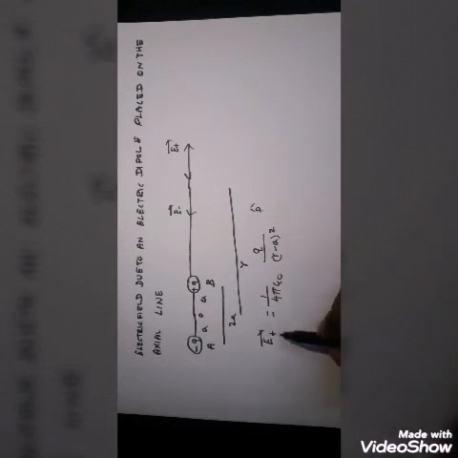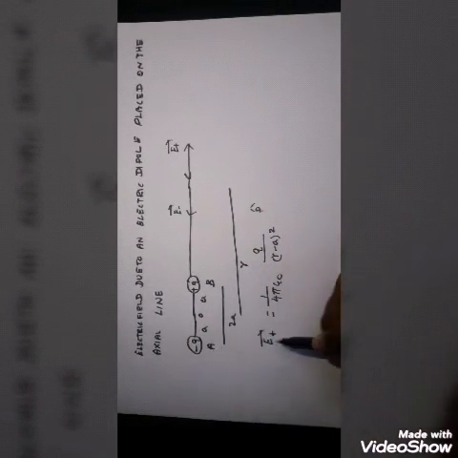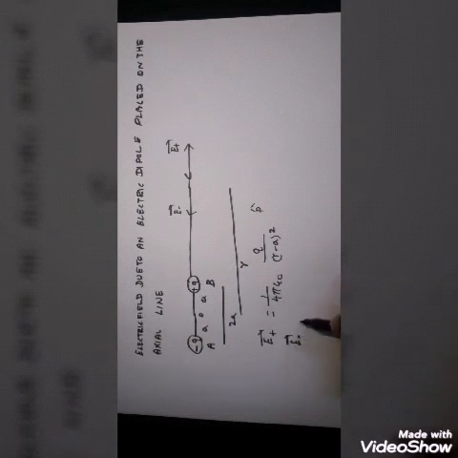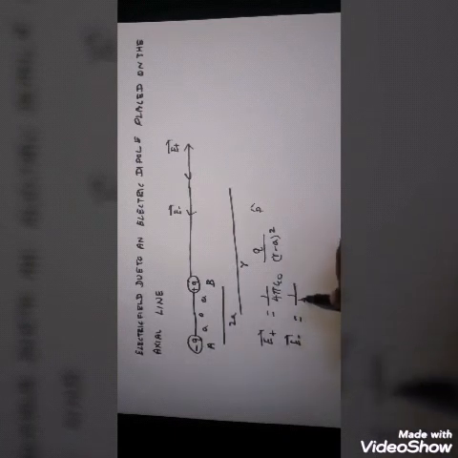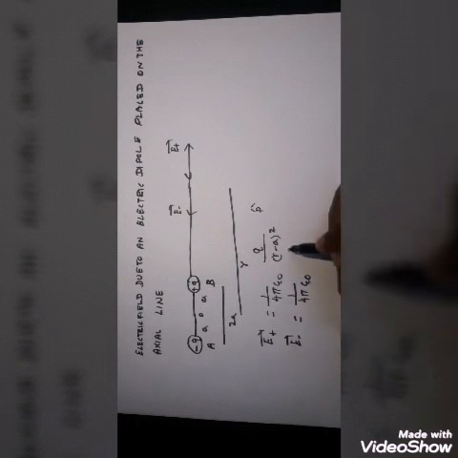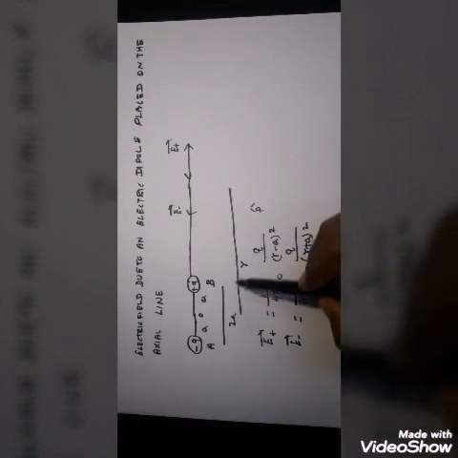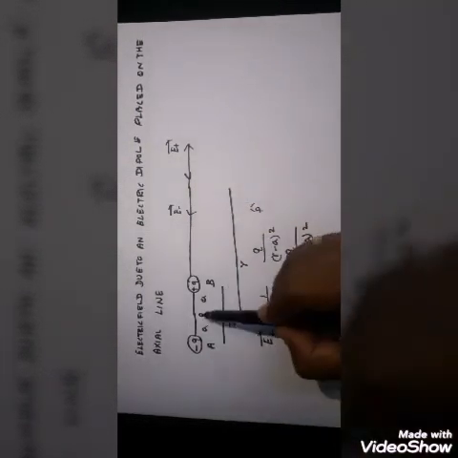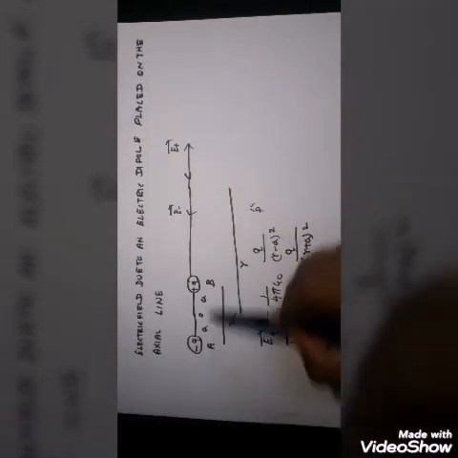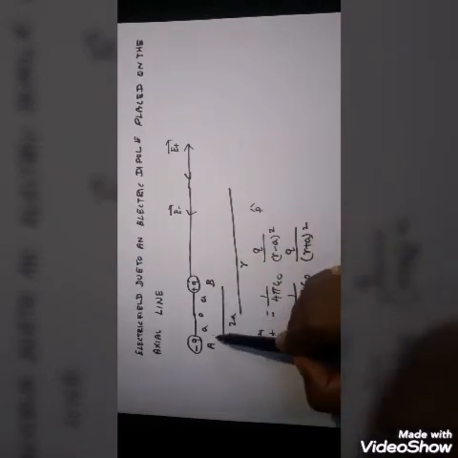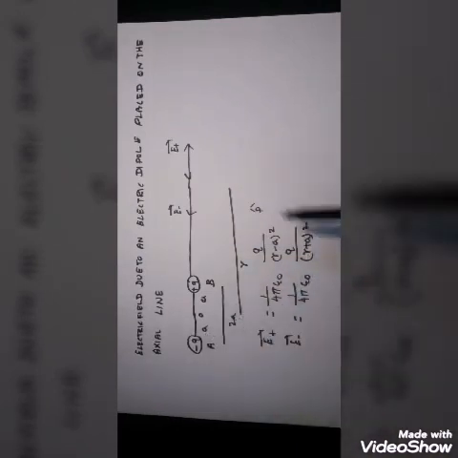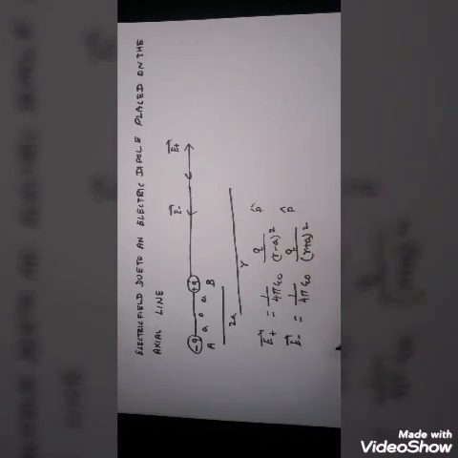Now the electric field due to the negative charge, E minus vector, is equal to 1 by 4 pi epsilon naught, q by (r plus a) the whole square. The distance from A to C: from here to there is r, and we need the A to C distance, so we have to add a. So r plus a the whole square, p cap.